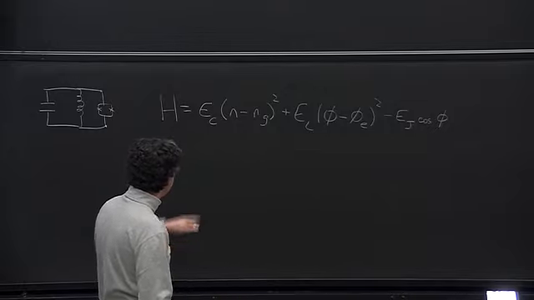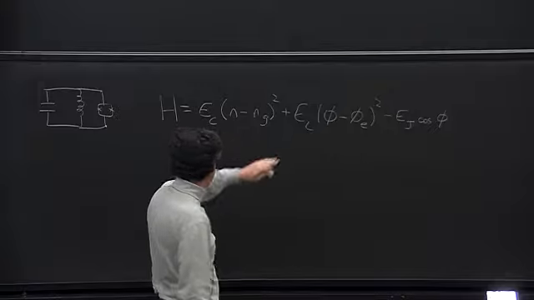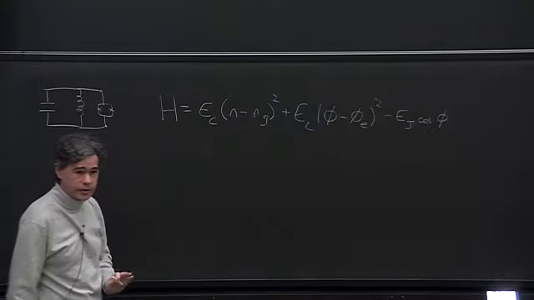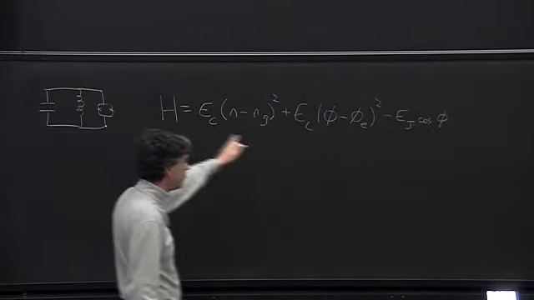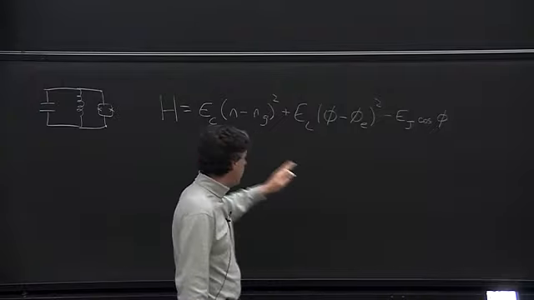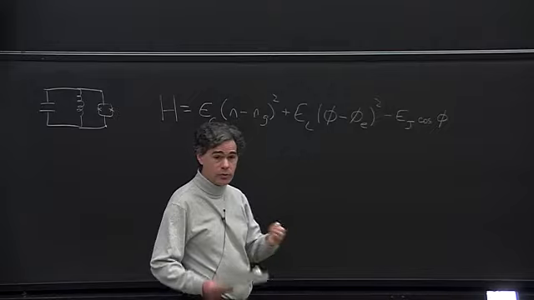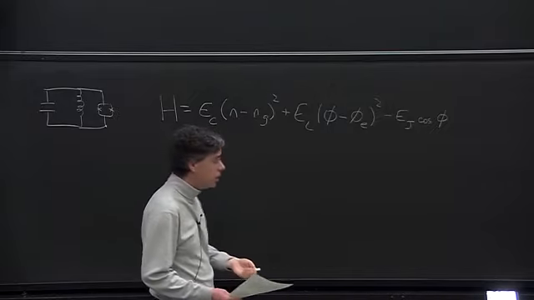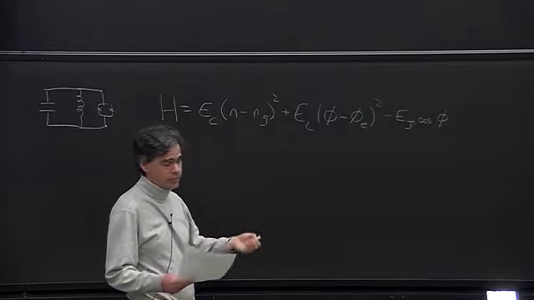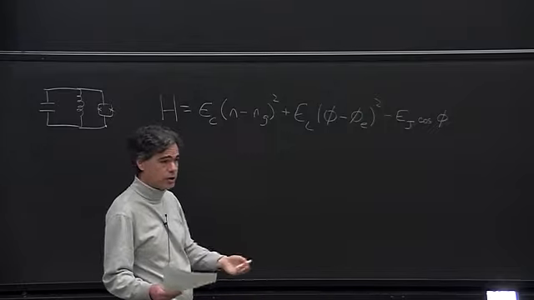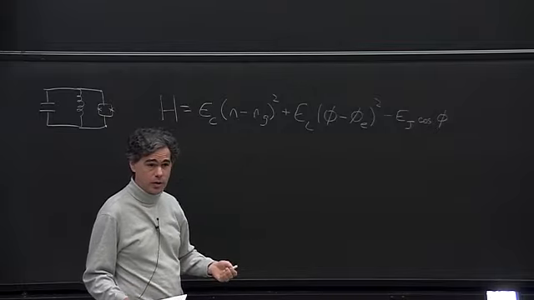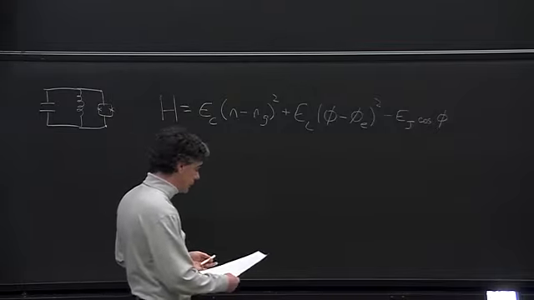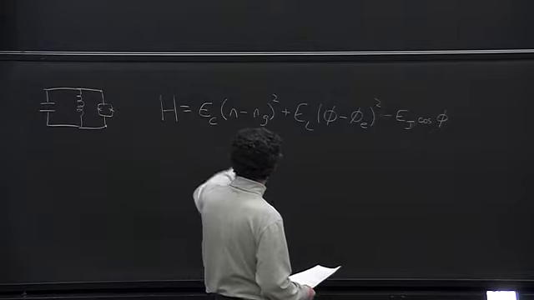So the behavior of this system, and people have made a wide variety of superconducting qubits with different kinds of parameters here. And as you change the parameters, the behavior of the system and the properties of it change pretty radically. And so people have tried making superconducting qubits in all sorts of different regimes of these parameters. So let's see what happens.